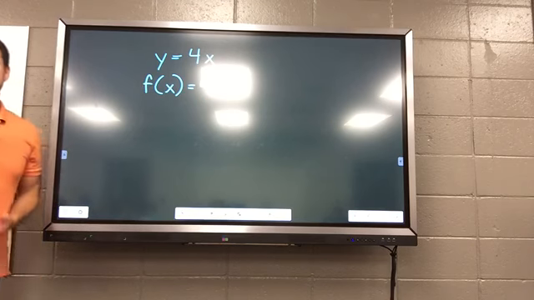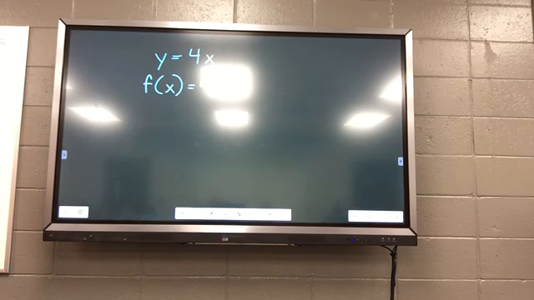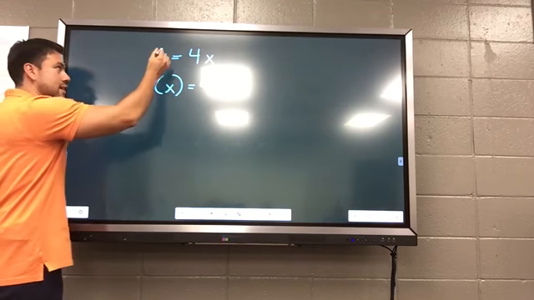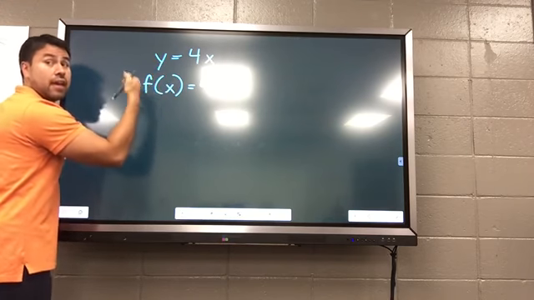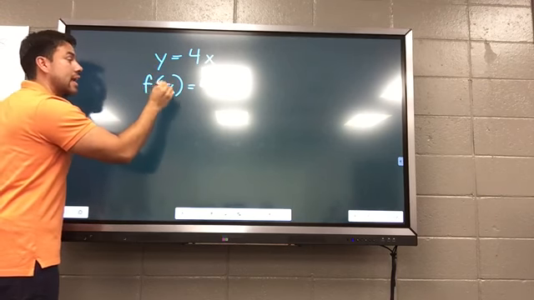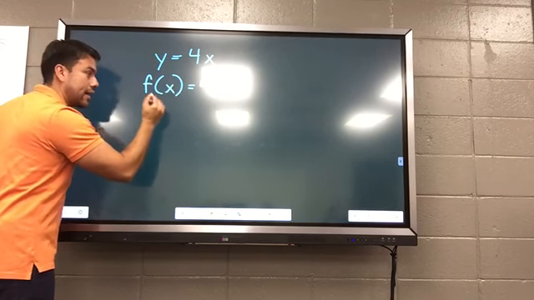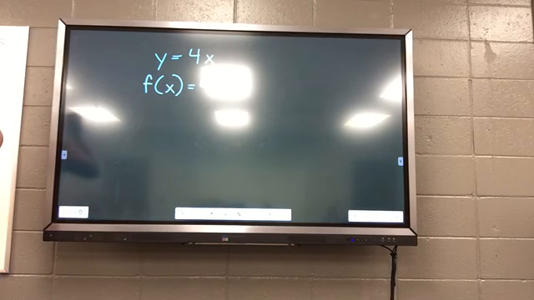Why are you using x when there's a y? And there's an x on the other side. Why, instead of y, did I use f of x? Because x and y are related in a special way. They're an ordered pair. They go together in a special way.